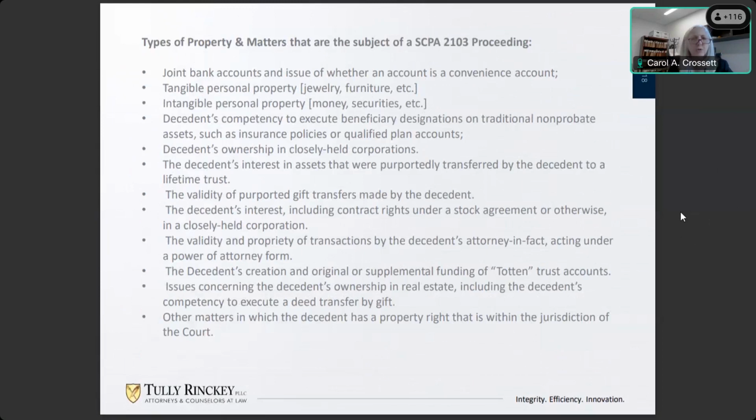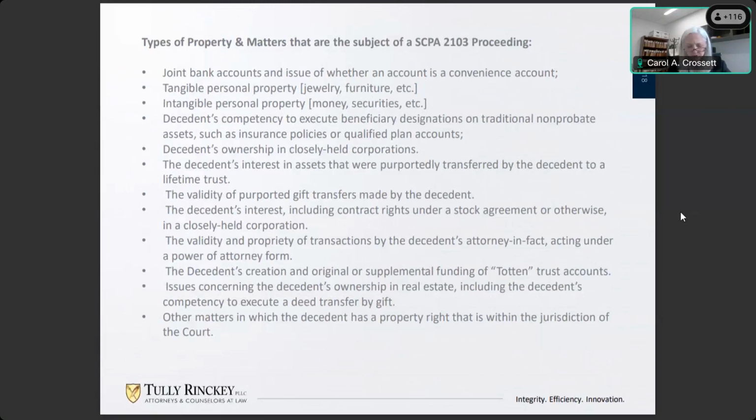And also this came up with me in a client I represented, a gift that was really a pledge, and whether that was, and how that came about, was the subject of an inquiry. Contract rights under certain agreements, especially stock agreements and so forth, shareholder agreements, operating agreements, and the validity and propriety of transactions, in whatever form, including transactions that might have been made under a power of attorney while the decedent was still alive. And ownership in real estate obviously becomes a big one.